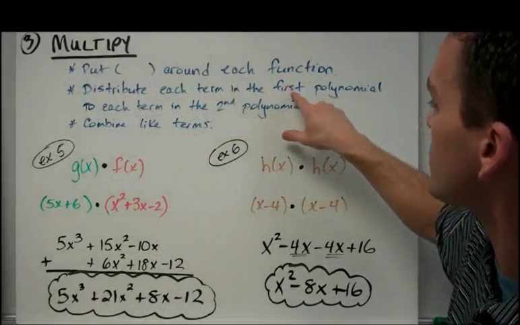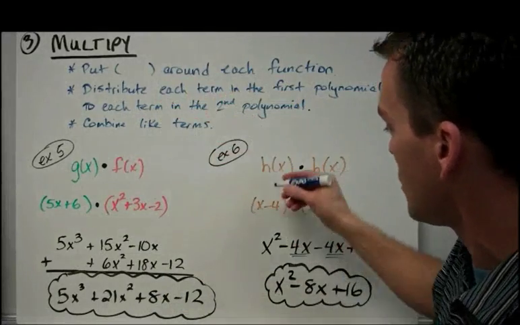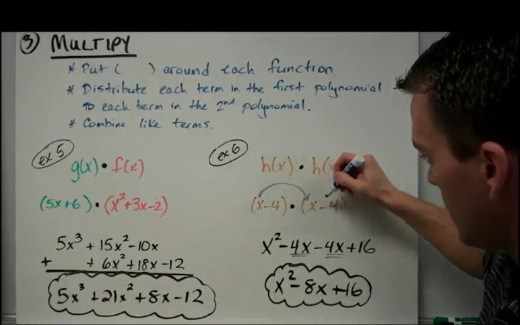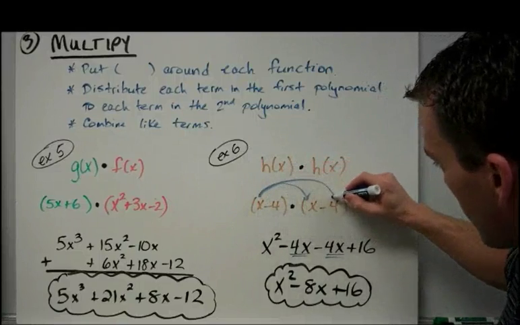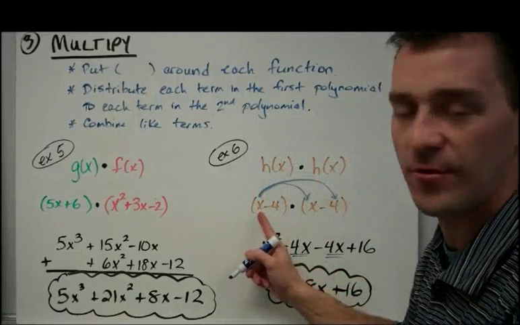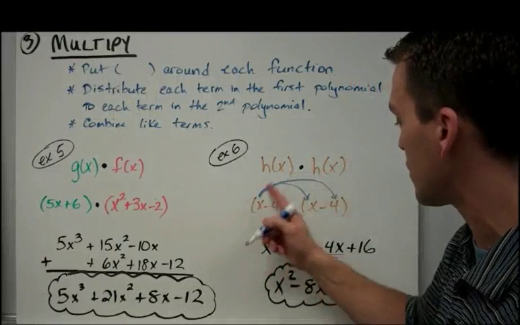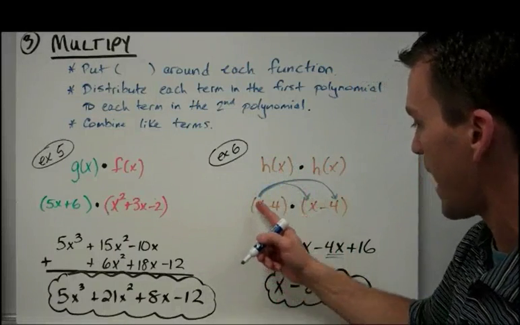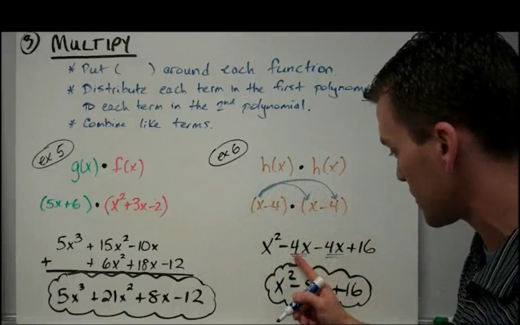Distribute each term in the first polynomial to each in the second. So that means we take this x, and we distribute to this one right here. And then we distribute it again to that one. So we're distributing this term in the first polynomial to each of the terms in the second polynomial. And by the way, x times x gives me x squared. X times negative 4 gives me negative 4x.